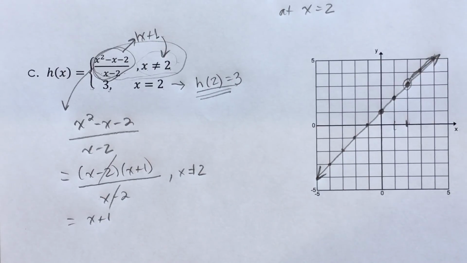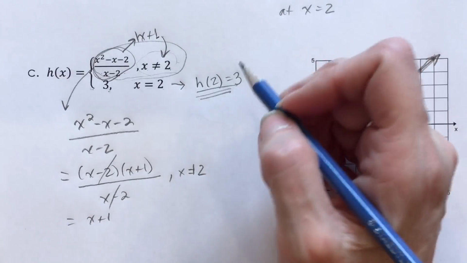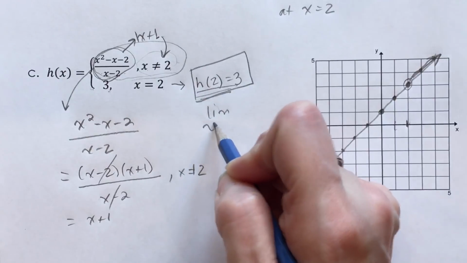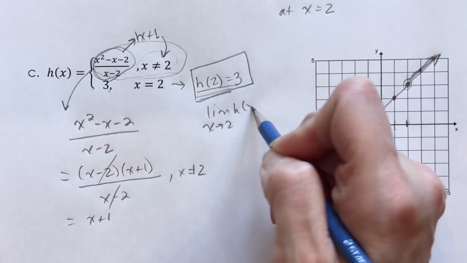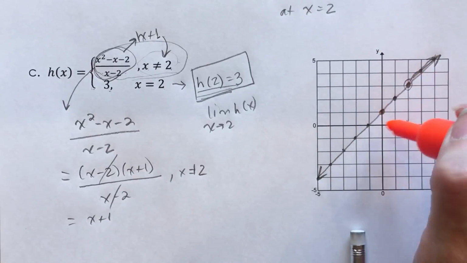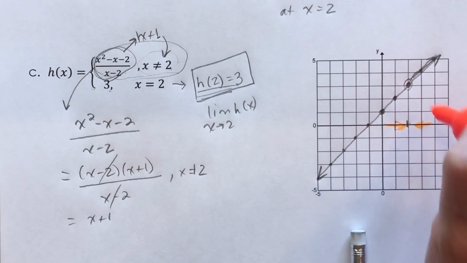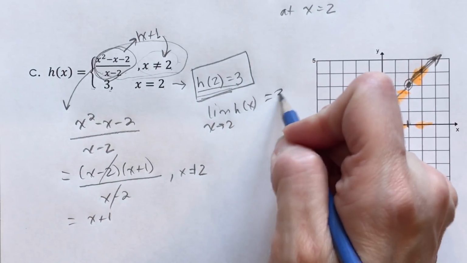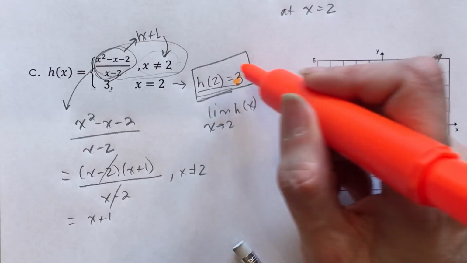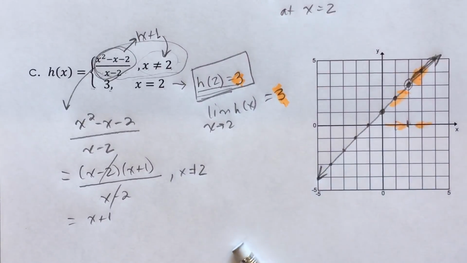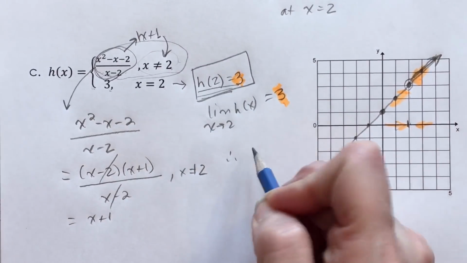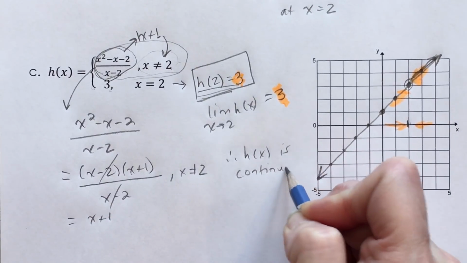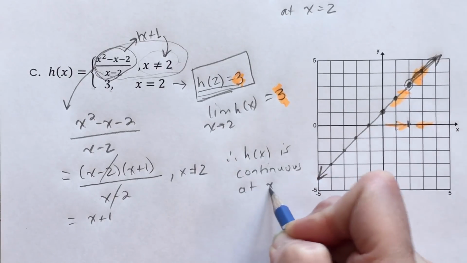So are we continuous at x equals 2? Yes. We've got h at 2 defined to be 3. The limit as x approaches 2 of h at x: as we approach 2 from the left and from the right, our curve is approaching 3 both times. These are equal. They're both 3. So therefore, h at x is continuous at x equals 2.